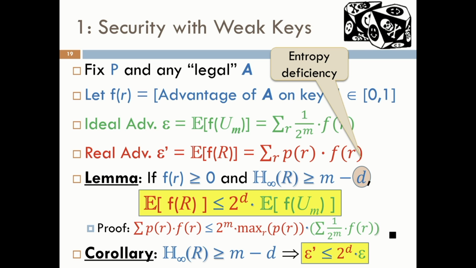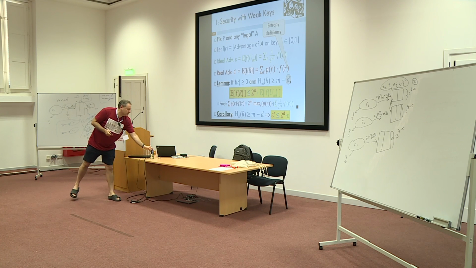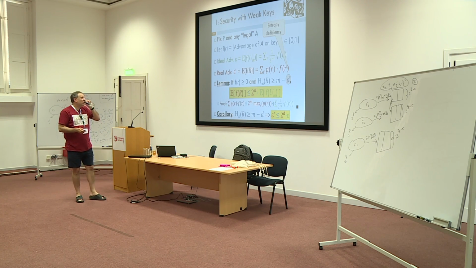Good. So the corollary, in particular, is that as long as the mean entropy of the derived key is m minus d, epsilon prime is at most 2 to the d times epsilon. Right? So yeah, I think we're doing well on time, so I'll not rush too much.